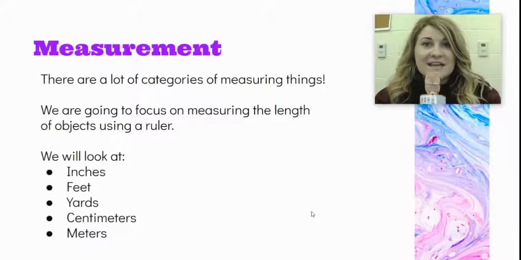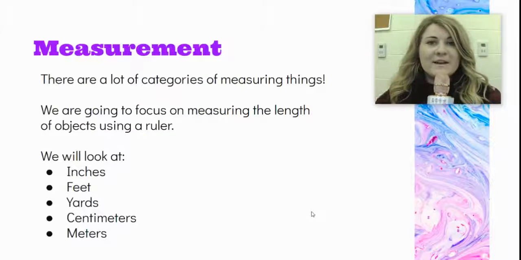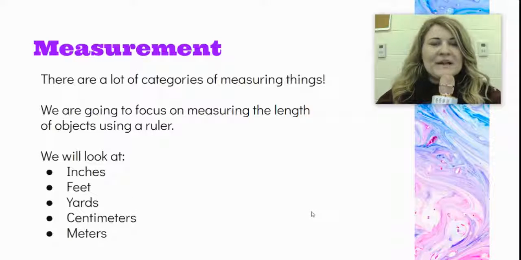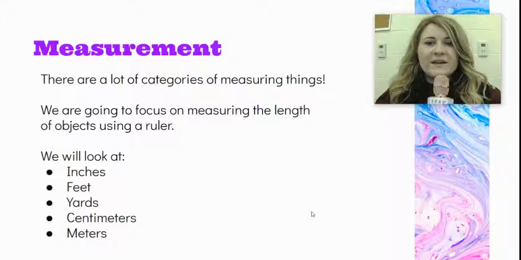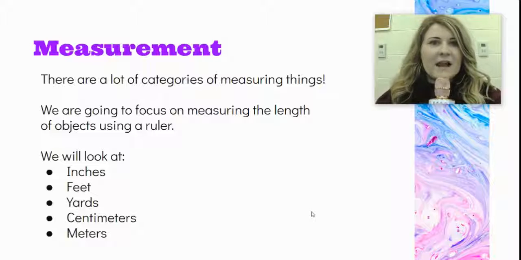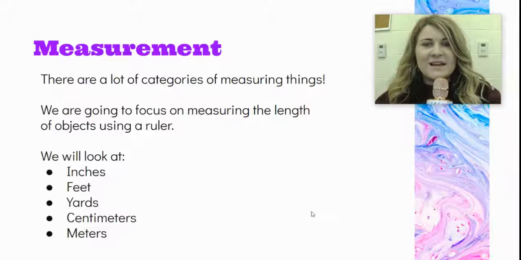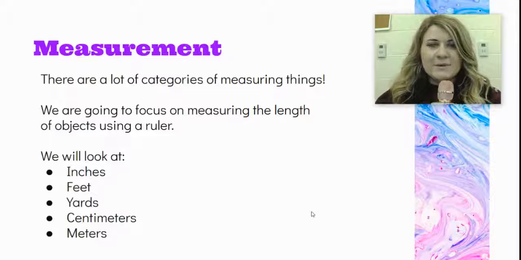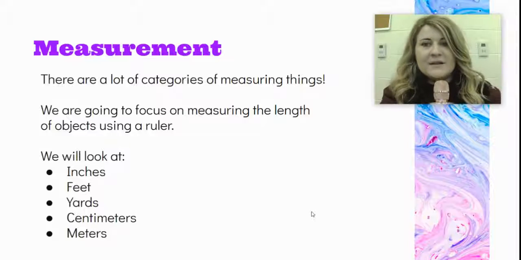First of all, let's discuss what measurement is. Measurement is when we measure something. We can measure length, height, how much something weighs, and liquid. There are a lot of different ways to measure things, but today we're focusing on measuring length and height. Those two things can be measured using inches, feet, yards, centimeters, and meters. We are going to be focusing on centimeters today. We talked about inches in our last lesson, so let's look at what centimeters are.